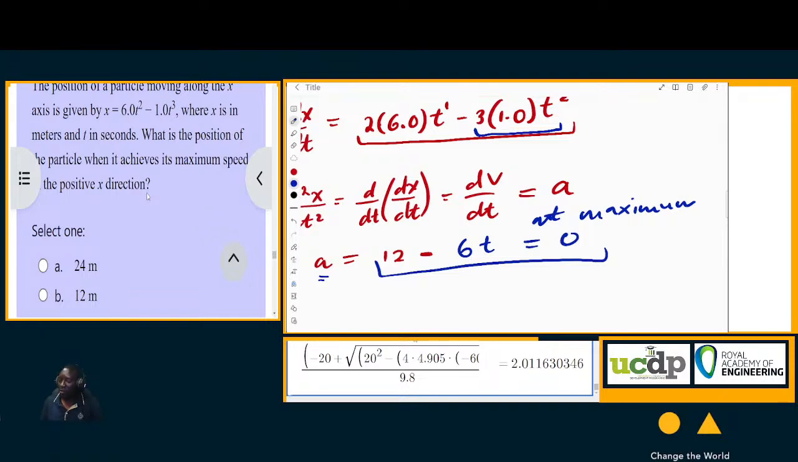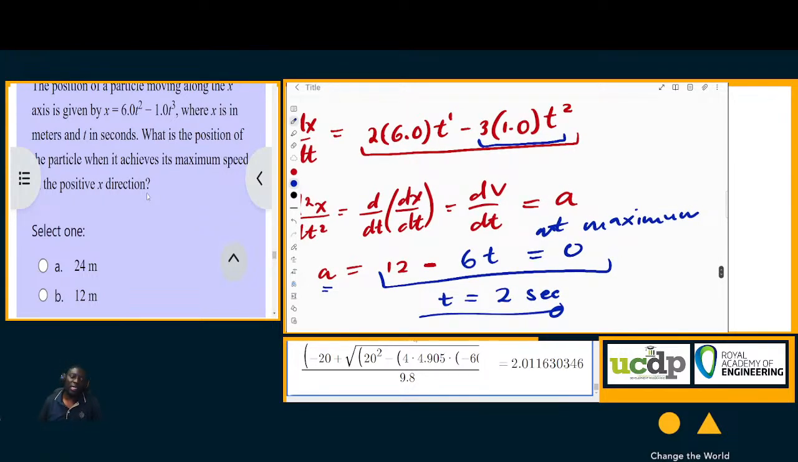So now what is the value of t there? 12 minus 6t is 0. That means t is equal to 2. Someone got 2, Rashan, good. So 6t equals 12, so 12 over 6 gives t equals 2 seconds. Our t is 2 seconds. Do we all agree t is 2 seconds?